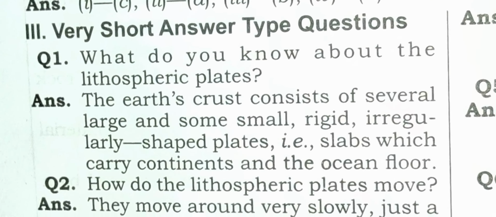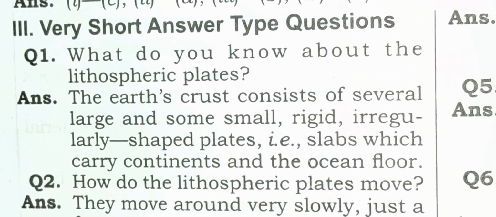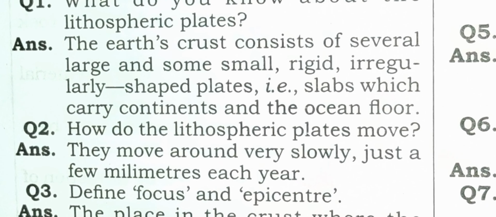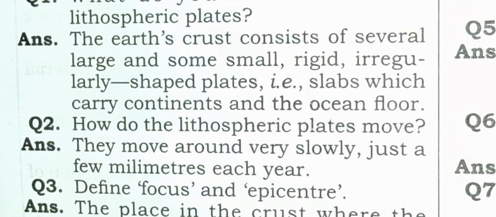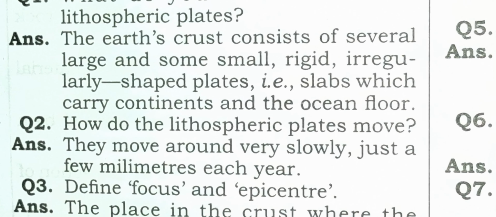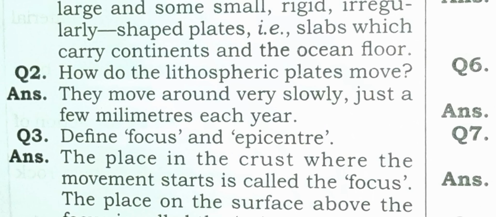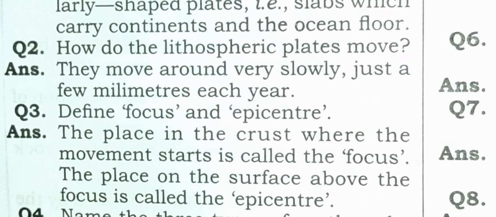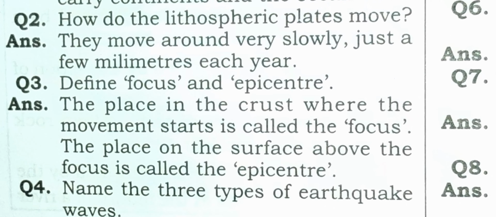Very short type questions. First, what do you know about the lithospheric plates? The Earth's crust consists of several large and small, rigid, irregularly shaped plates, or slabs, which carry continents and the ocean floor. Question 2. How do the lithospheric plates move? They move around very slowly, just a few millimeters each year.